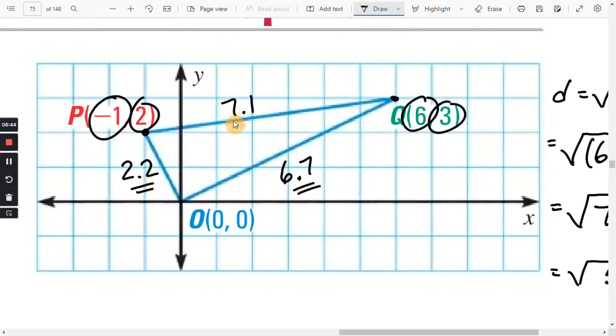And none of the side lengths are congruent. They are all different lengths. So the word for that kind of triangle is called scalene.